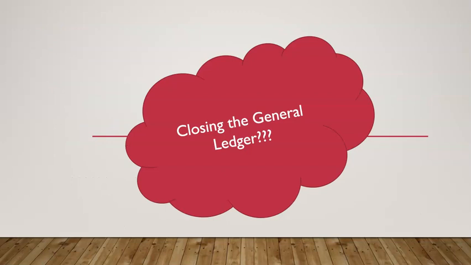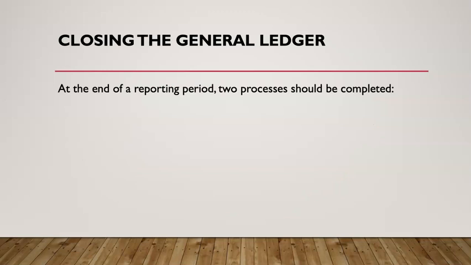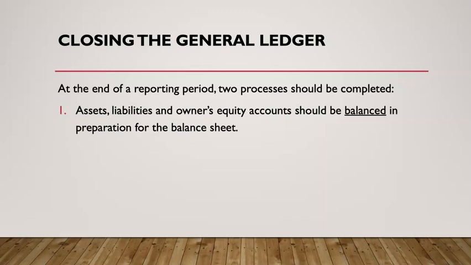So, closing the general ledger. What are we talking about? Closing the general ledger occurs at the end of a reporting period. And at the end of a reporting period, when we're going to make our reports, and in this case, the most important one is the income statement, 2 processes should be completed. Assets, liabilities, and owner's equity accounts should be balanced in preparation for the balance sheet. Assets, liabilities, and owner's equity go into the balance sheet, so we balance them. Hopefully you understand what we mean by balancing. If not, there are previous videos that explain this.